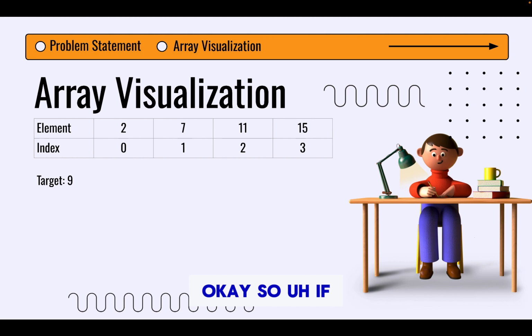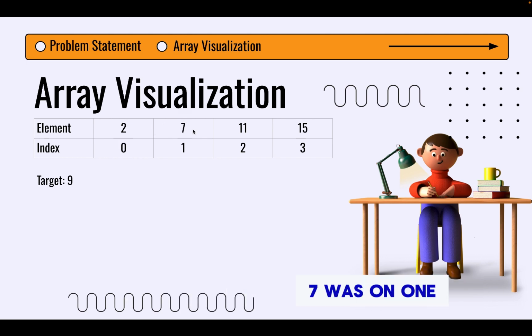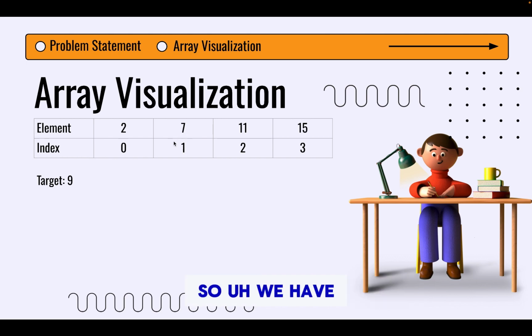Okay, so if we look here, in the first element we have 2, and in the second element we have 7. If we think like a non-programmer, we can see that 2 plus 7 becomes 9, so our objective is clear: we have found the 9. Now we need to return the position of it, meaning the position where each particular number was. 2 was at 0 and 7 was at 1, so we return 0 and 1.